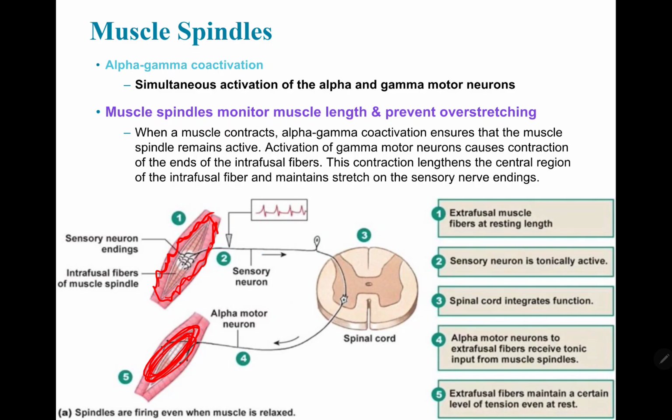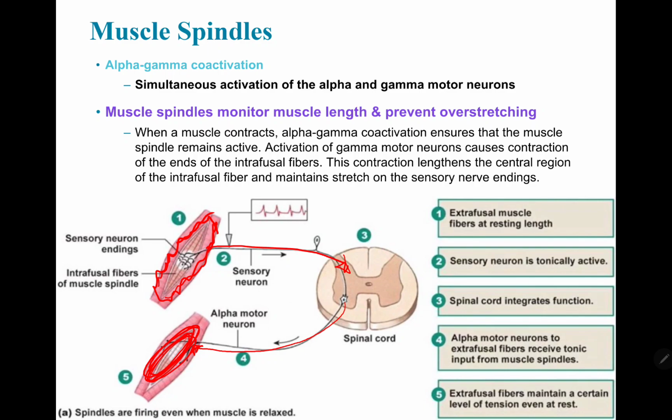So these gamma motor neurons will go to the spinal cord, and that's going to be able to synapse and give you control, prevention of overstretching, over those extrafusal muscle fibers through these alpha fibers. But again, we have alpha gamma co-activation, that is simultaneous activation of the alpha and the gamma motor neurons between these muscle spindles in the muscle.